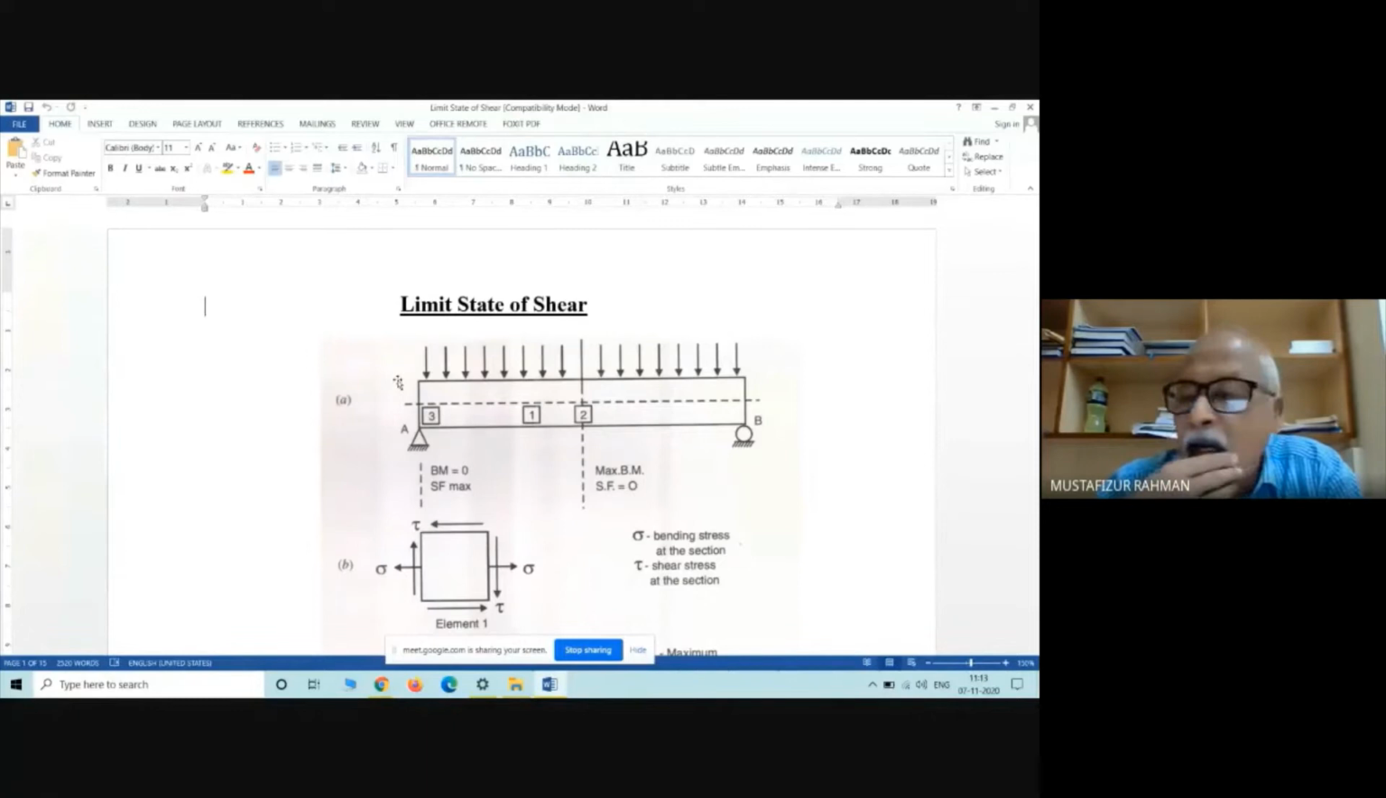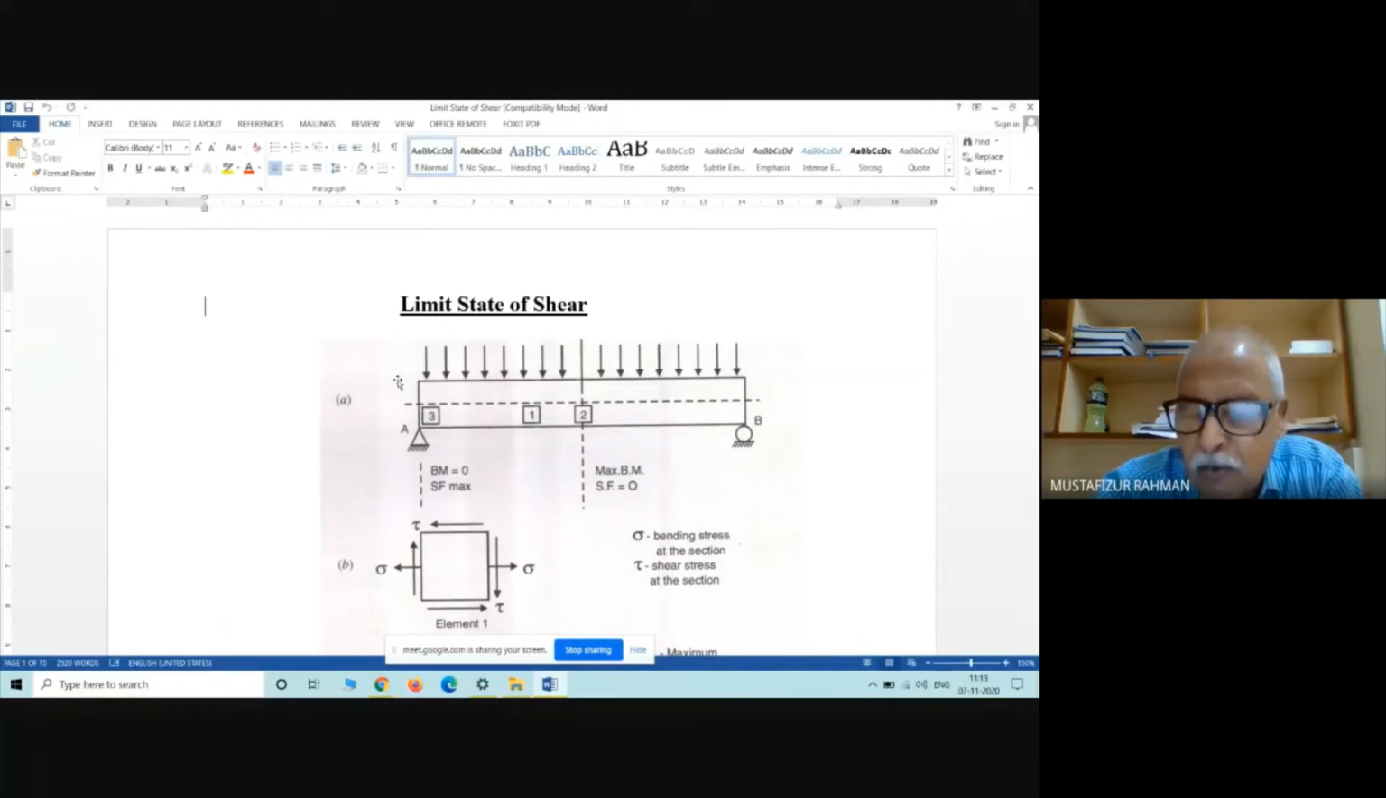First, let us see what is shear practically. See, this is a simply supported beam. Uniformly distributed load is acting, right? I am not showing here the bending moment diagram and shear force diagram. You remember the load is uniformly distributed, so the bending moment diagram will be parabolic. Maximum bending moment will be at midspan. And the shear force diagram will be a straight line, maximum near the support and zero at midspan.